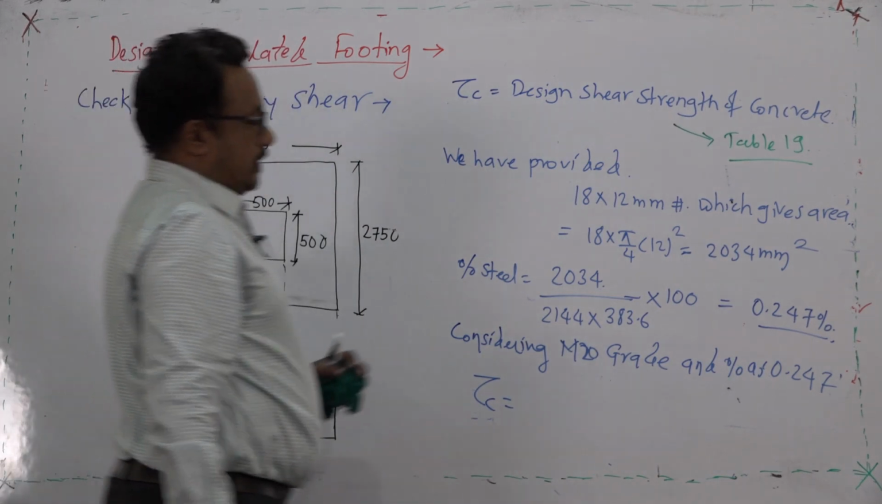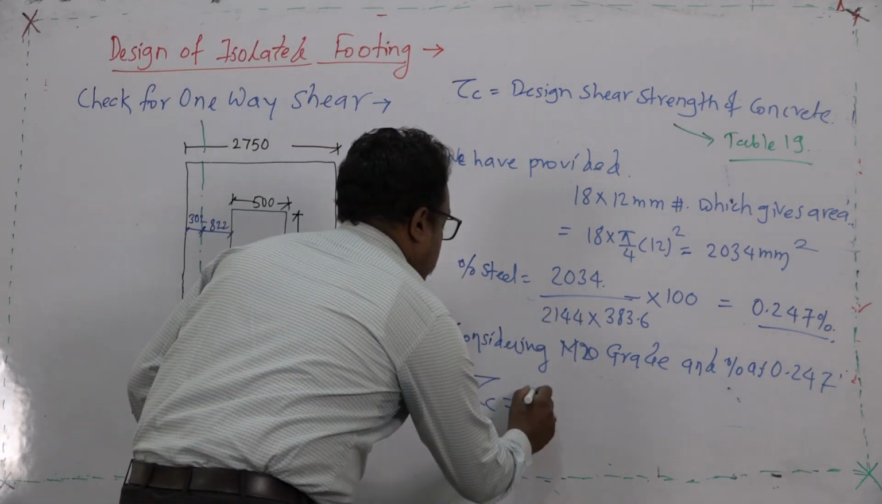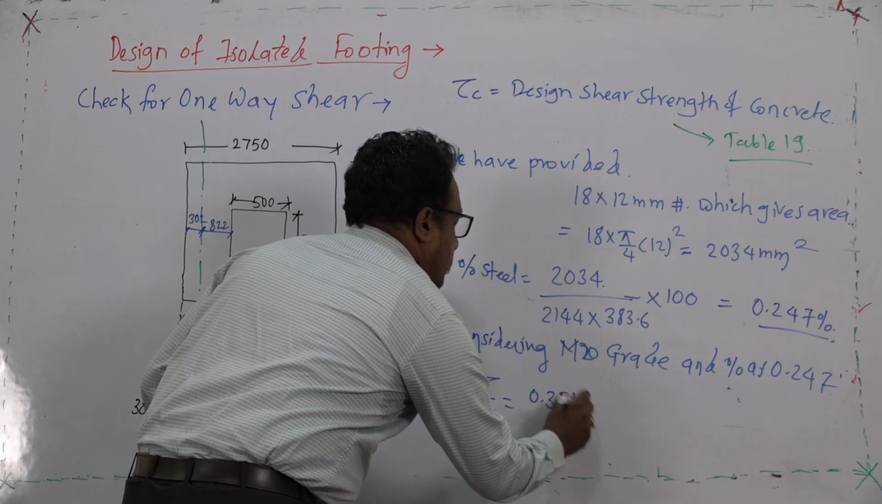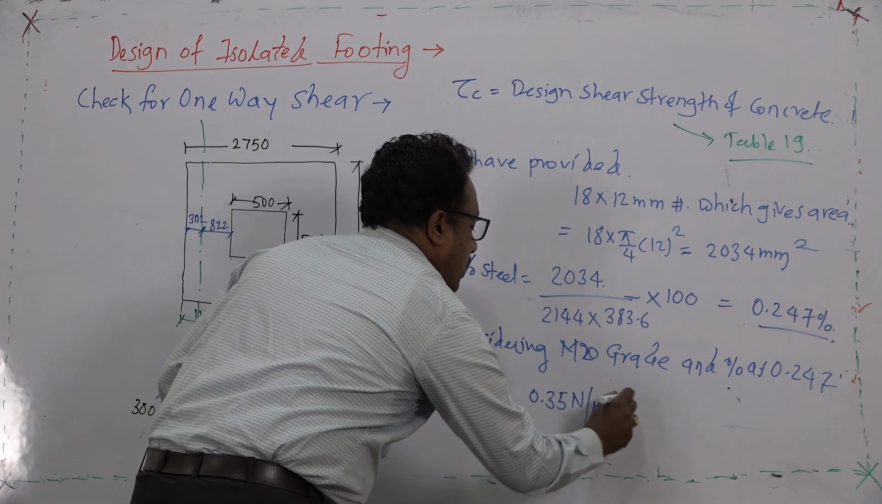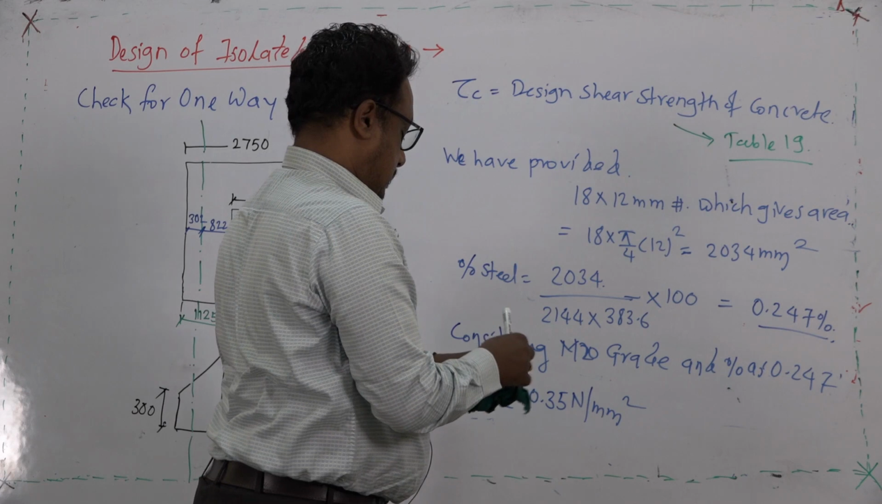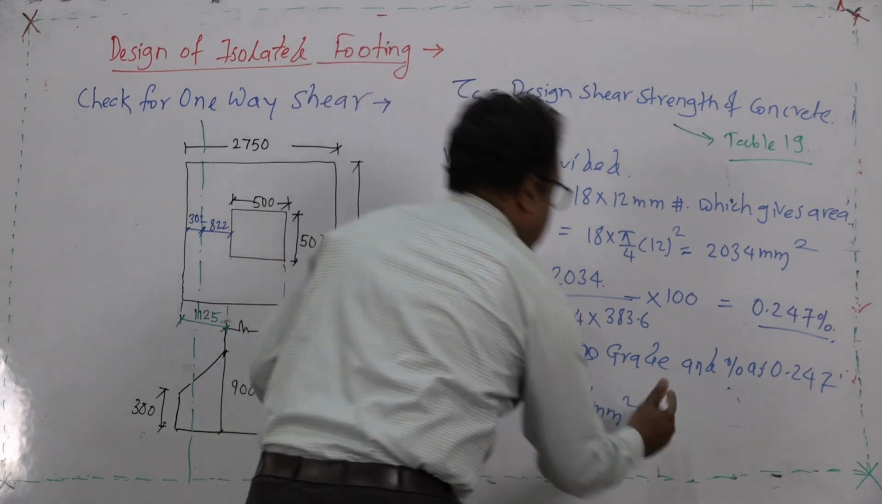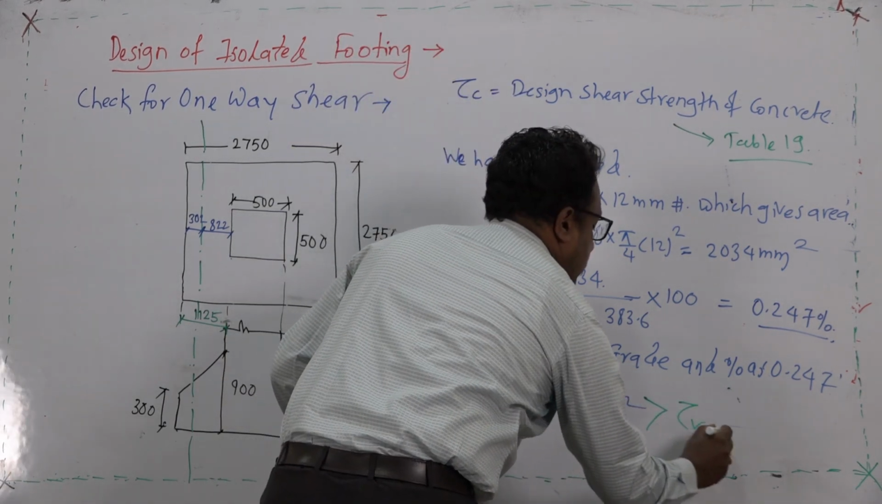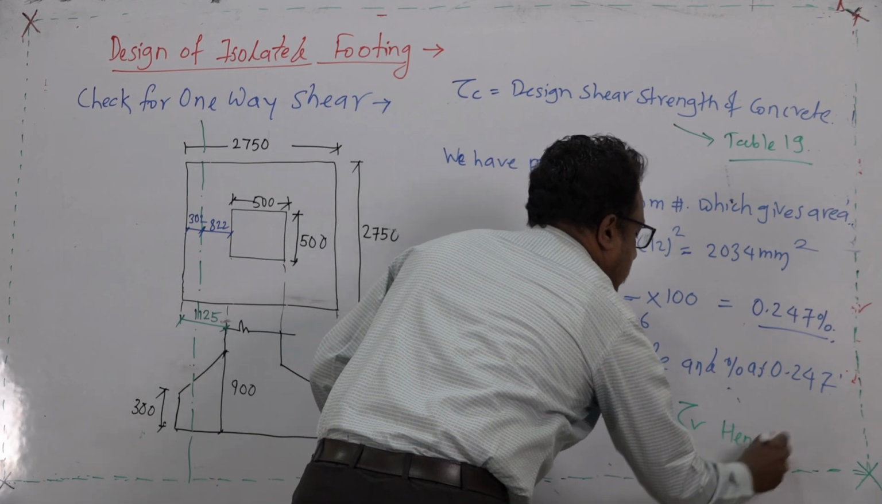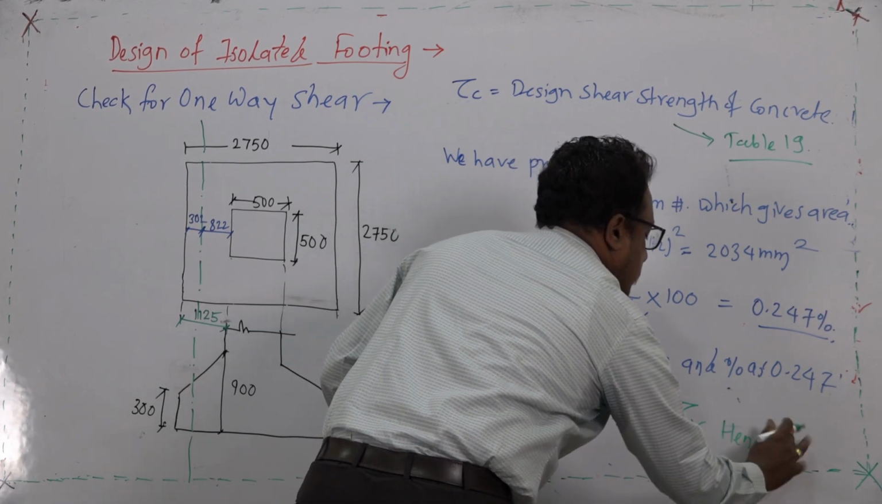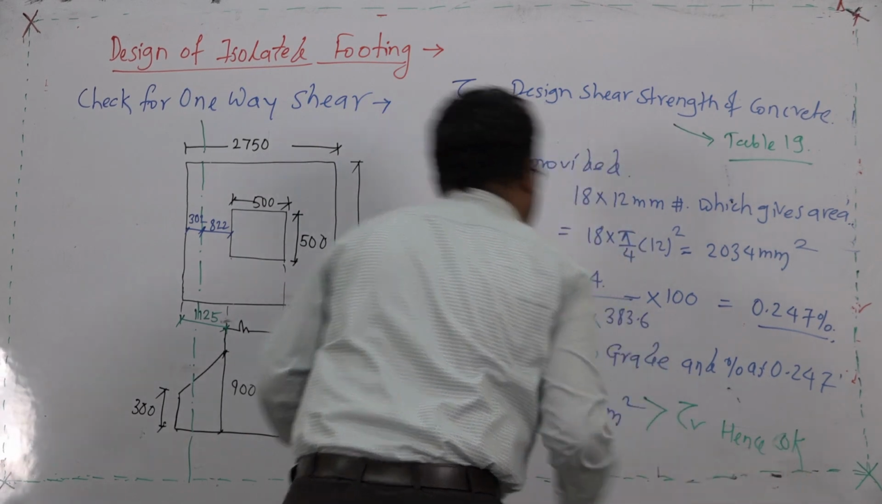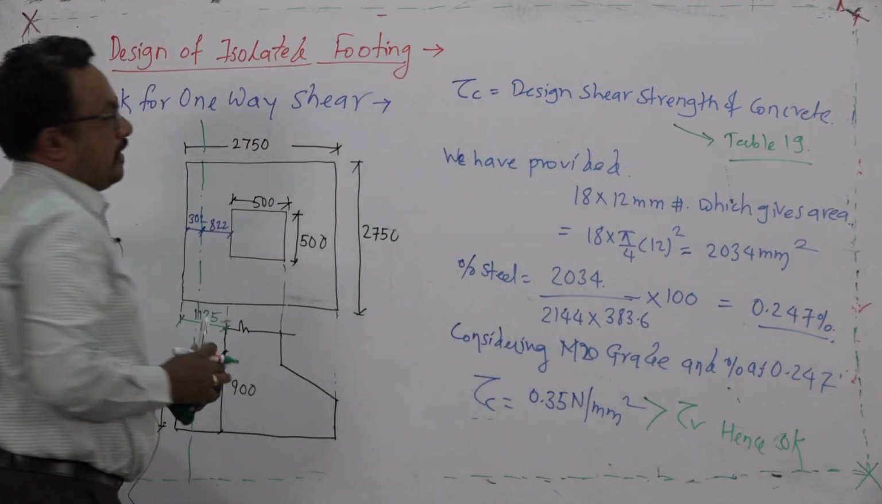So, that tau c is 0.35 MPa, 0.35 Newton per mm square, which is greater than tau v. Hence okay, you can write okay, means extra reinforcement is not required.